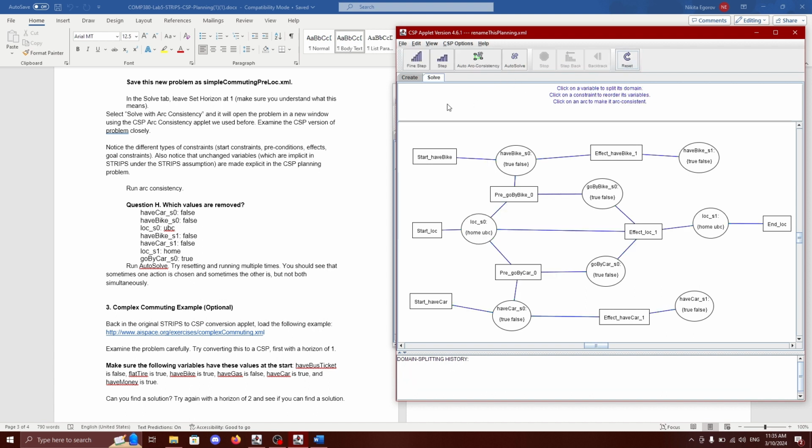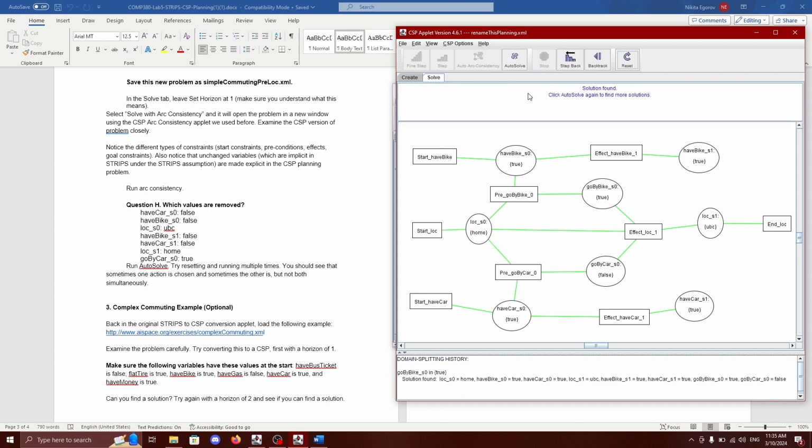You know, sometimes it chooses to go by car. And then yeah, we can just auto solve and then see what it gives us this time. Just running arc consistency and removing values from domains. Yeah, there you go. So it chose to go by bike again.